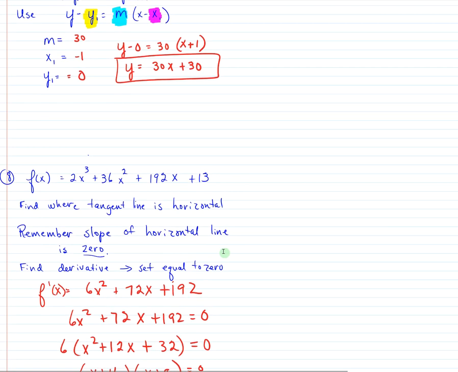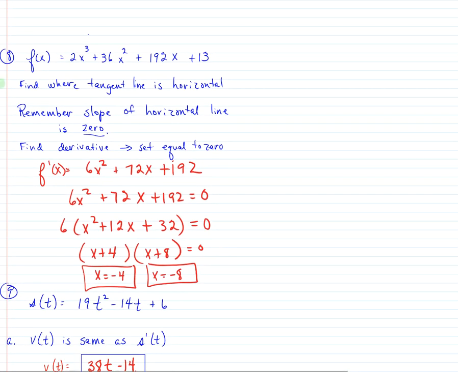Number 8 gives you this function and says, where is the tangent line horizontal? Think about the slope of the tangent line. And remember that the slope of a horizontal line is 0. The slope of a vertical line is undefined, but horizontal, it's 0. So we need to find the derivative of this thing and then set it equal to 0. That will give us the x values where the tangent is horizontal.